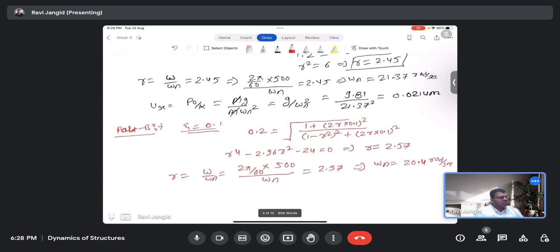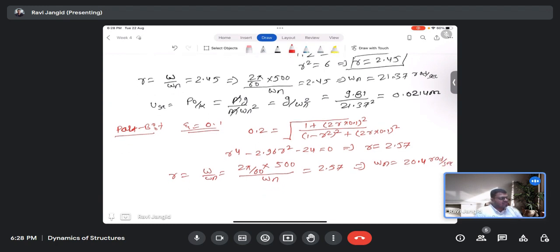Now using this, you can determine the static displacement as we have calculated before. The same way you can apply u static equals g by omega n squared. So g is 9.81 and omega n is 20.4 squared, so your deflection would be 0.236 meter.